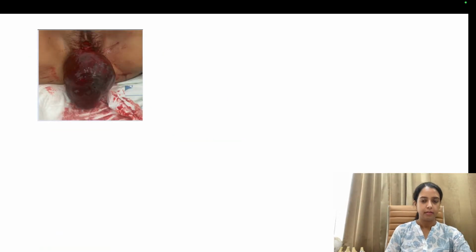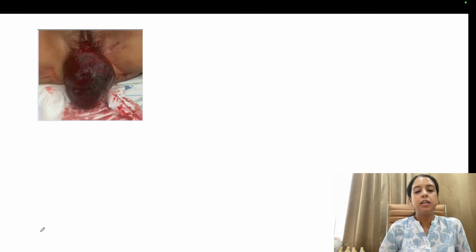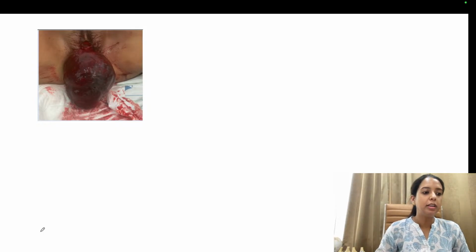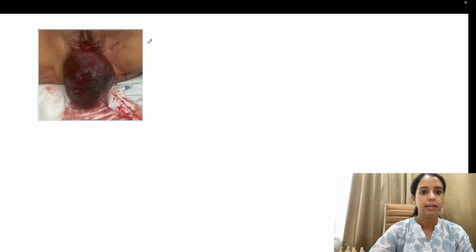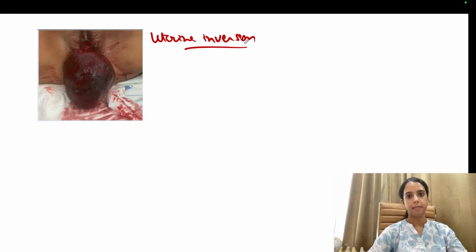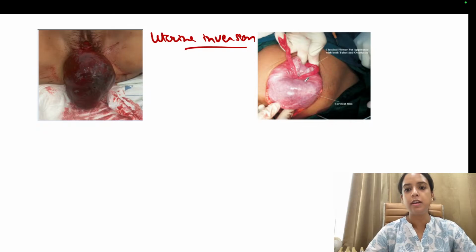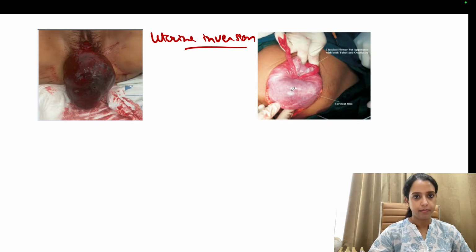What is this? Another obstetrical emergency. A patient has just delivered and she has gone into shock. Blood loss is not much, but shock has happened. When you put your hand on abdomen, uterus is not palpable. You see a shaggy mass coming. What is it? It is uterine inversion. Uterine inversion abdominally, can you see? It looks like this. The whole uterus has gone inside. So this is uterine inversion.